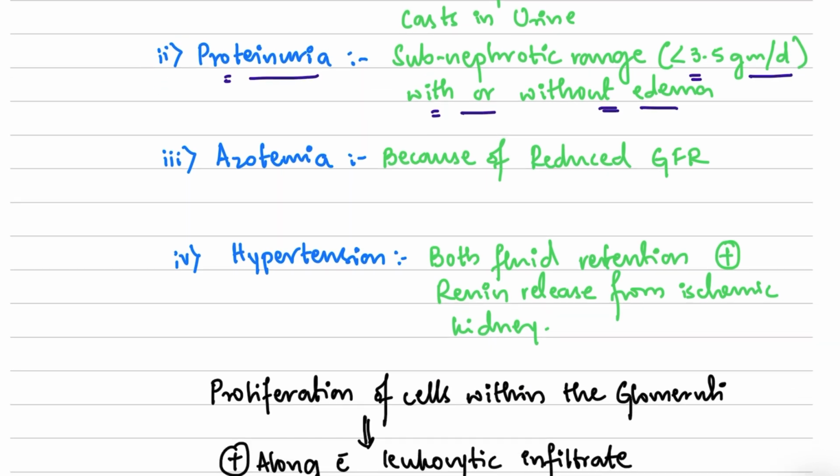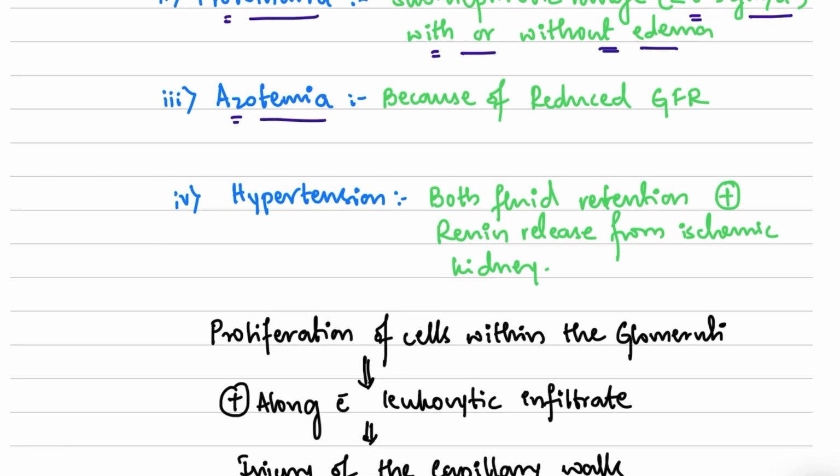The third feature is azotemia. What is azotemia? It is elevated blood urea nitrogen and creatinine levels, and whenever there are clinical manifestations along with azotemia, we call it uremia. This is mainly because of the reduced GFR.